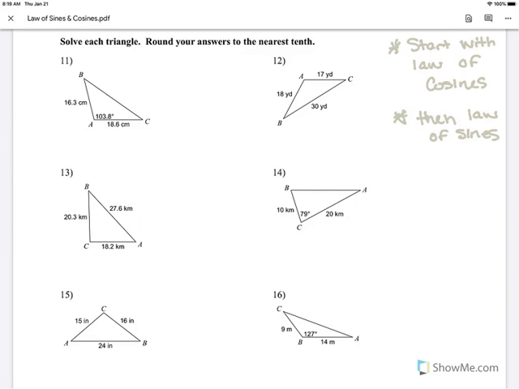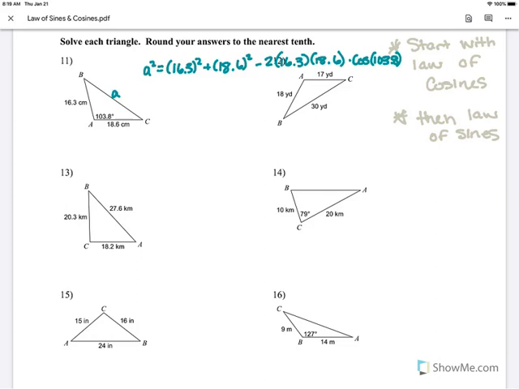Okay, so we're going to start with law of cosines, right? So I'm going to label this A because it's across from A, right? This one. So we're going to do A squared equals the first side squared, so 16.3 squared, plus the second side squared, so 18.6 squared, minus 2 times the first side times the second side times the cosine of the angle, which is 103.8.